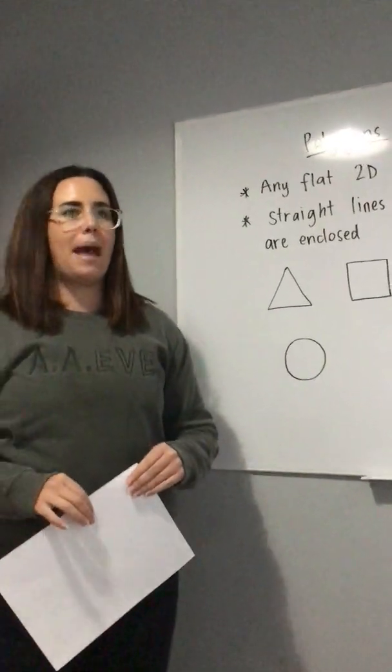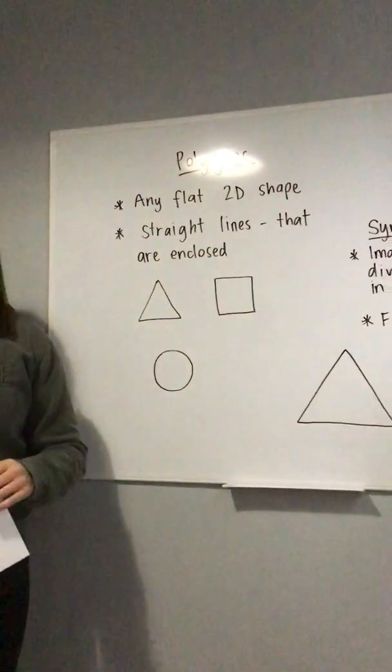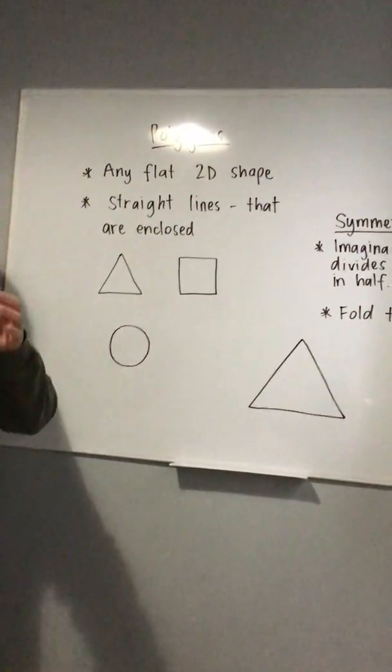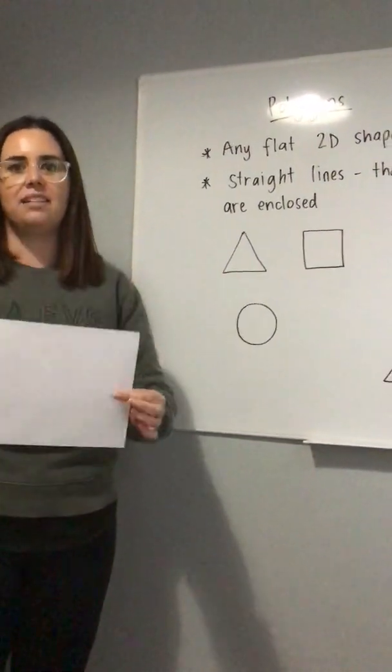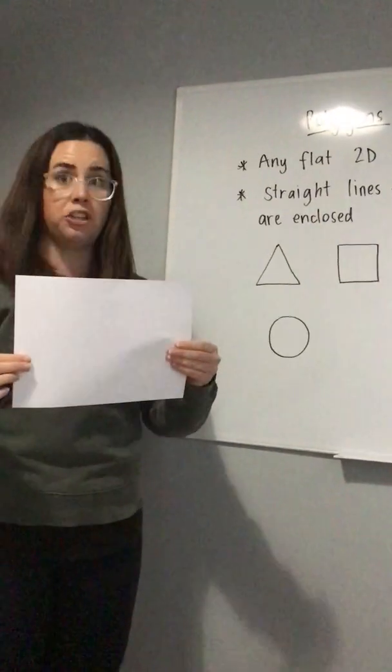We're going to be talking about polygons. But before we start, you need to grab an A4 piece of paper if you've got one around, or just anything that is a rectangle. And we're going to use that a little bit later.